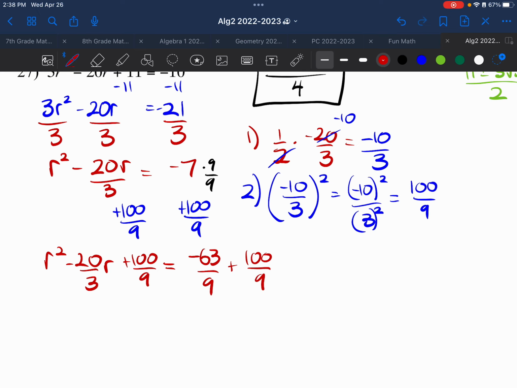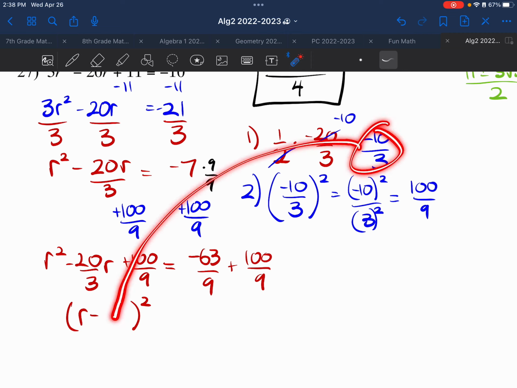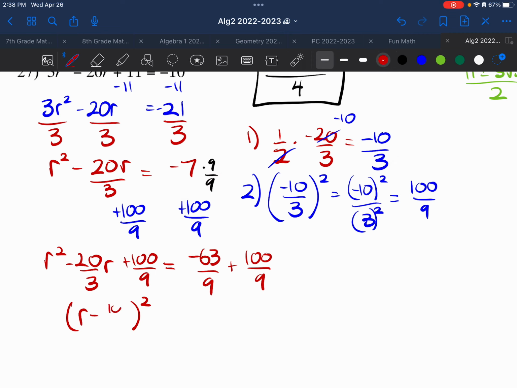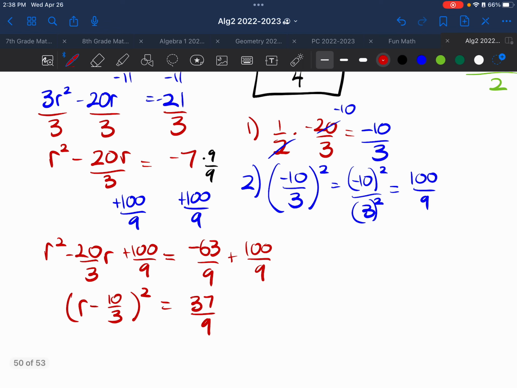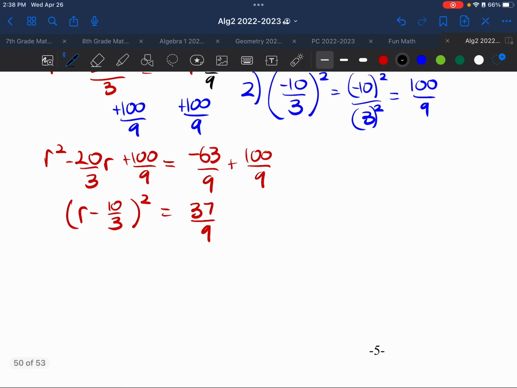Okay, from here, I'm ready to write this in the squared form, where I have r minus half of the middle term. So it's going to be the 10 over 3 coming down here, right? So I have the 10 over 3, and then this is going to be equal to, time to do some subtraction, 37 over 9. Okay, now I need to square root both sides with a plus or minus root, and things are going to cancel.